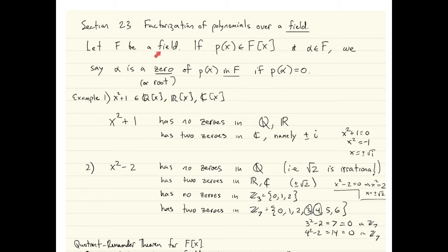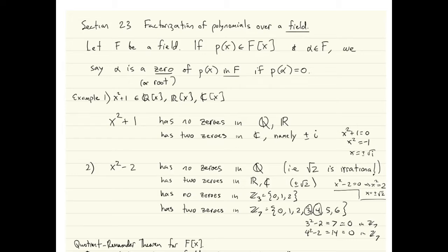Okay, so let F be a field, and suppose we have a polynomial in x with coefficients in F. If we have a number alpha in our field F, we say that alpha is a zero, sometimes we'll also use the word root, of this polynomial p(x) in F, if p(alpha) is equal to 0. This is terminology that's familiar from high school algebra. To find the roots of a polynomial, you set it equal to 0 and solve for x.